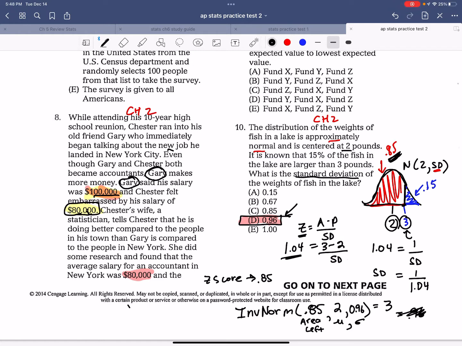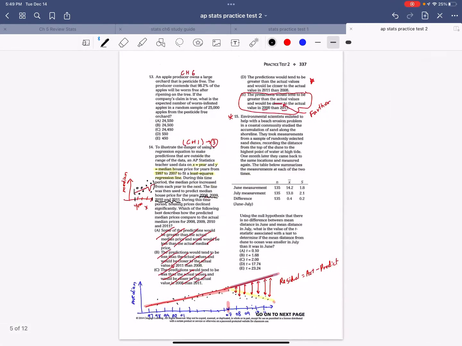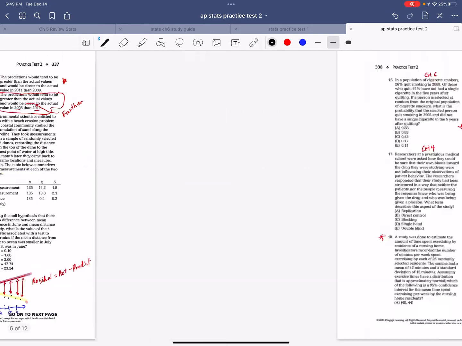All right. You could also use norm CDF to check your answer. Our lower bound is a really low number. Our upper bound is 3, our mean is 2, and we think the standard deviation is 0.96. And if we get our answer, it should give us this area under the curve to the left, 0.85. All right. Question number, what's next? We're looking for chapter 2 questions.